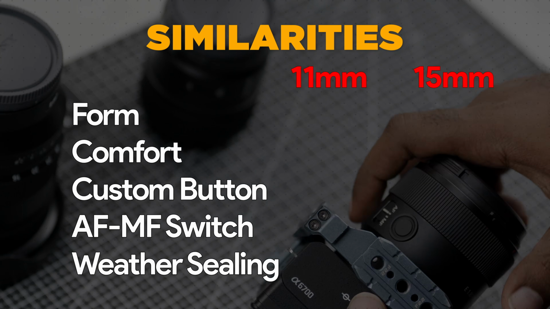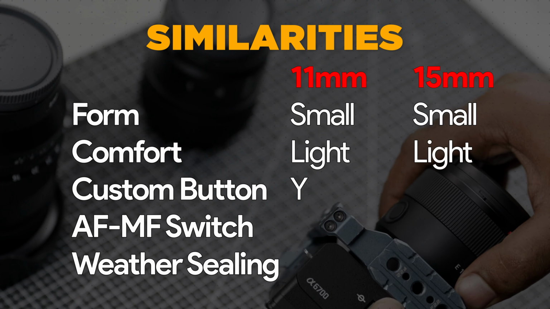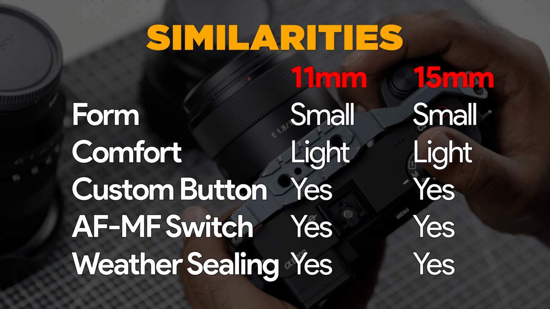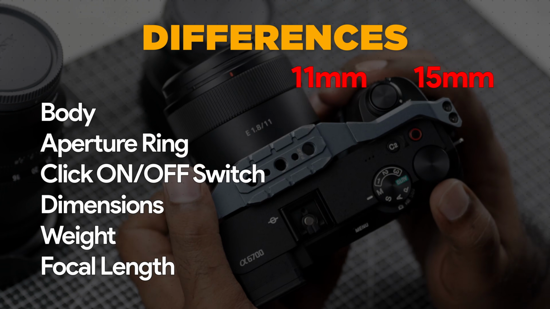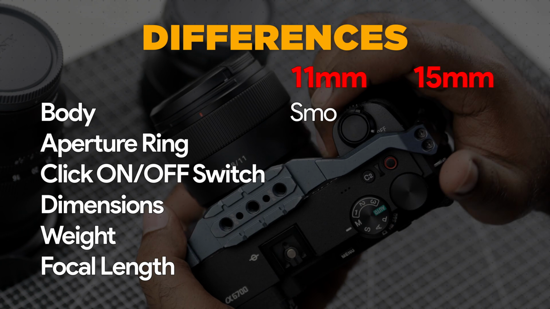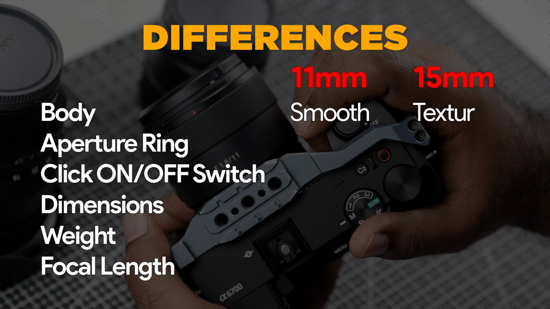Okay, so far the similarities are that they are small, light, and they have a custom button on them and an autofocus manual focus toggle switch, and they are both weather sealed to some extent. For the differences, the 15mm f1.4 G lens has a textured body versus the smooth body on the 11mm f1.8.